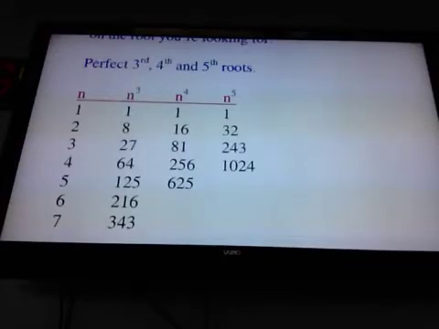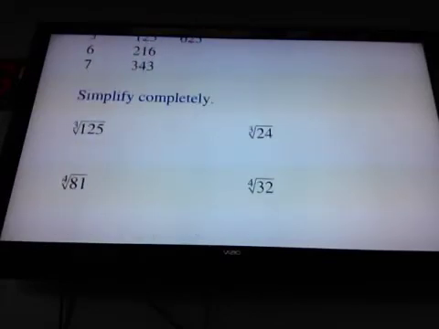Okay? Pay attention to the root because that's going to make a difference how you break it up. But we're going to break it up the same way we did square roots. You're just looking for the cube root factor or the perfect fourth root or the perfect fifth root. All right, so here we go.